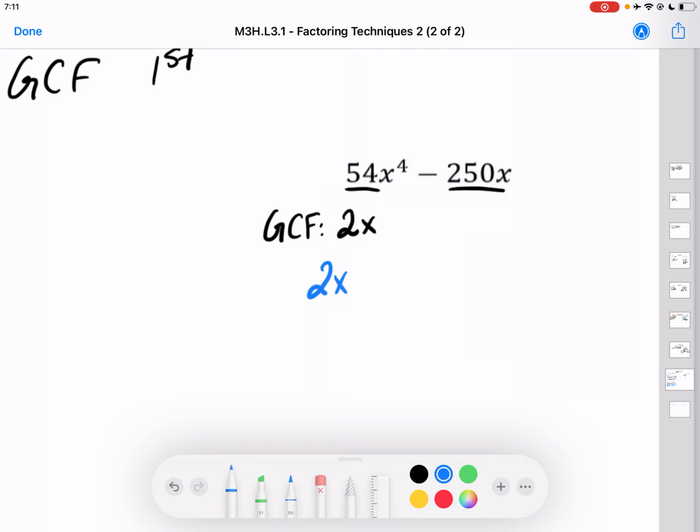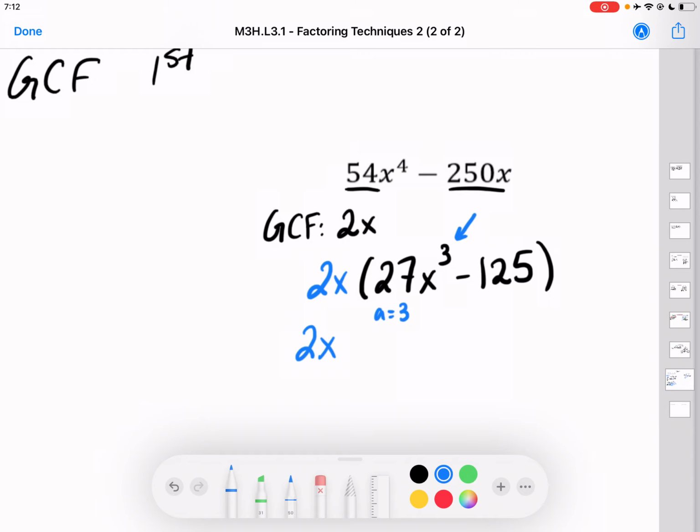So I'm going to factor that 2x out, and I get 27x cubed minus 125. Wow, this looks an awful lot like the one we just did. So it's perfect cubes. That exponent of 3 automatically tells me it's got to be the difference of perfect cubes. So our a value would be 3x. Our b value would be 5. That's because 3 to the third gives you 27. 5 to the third gives you 125.